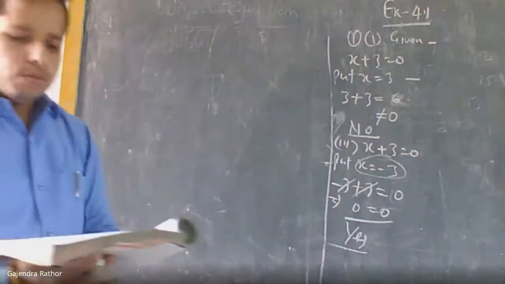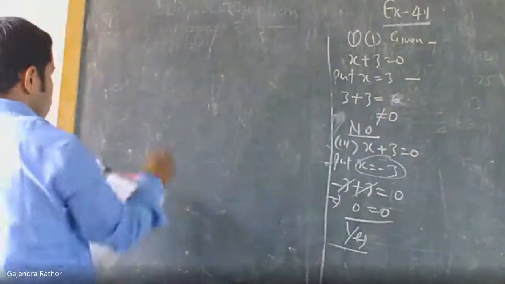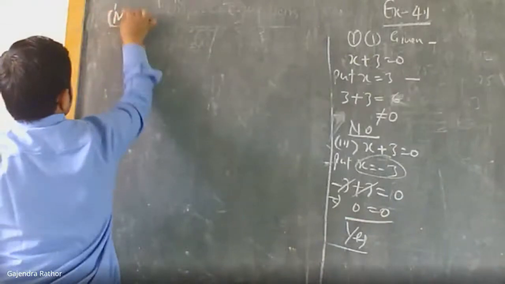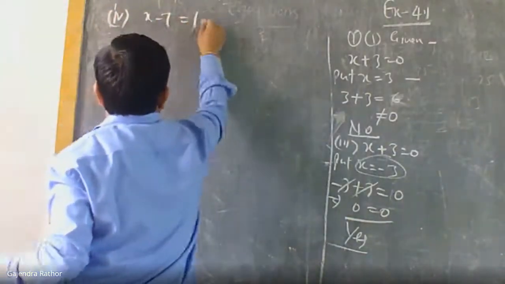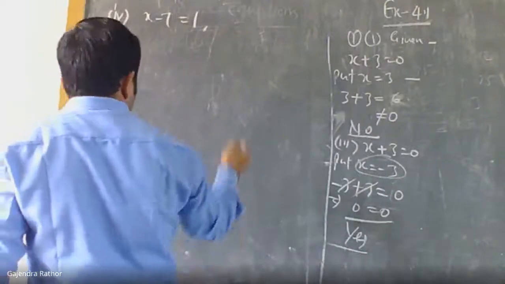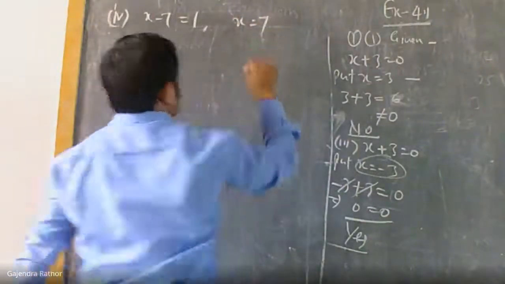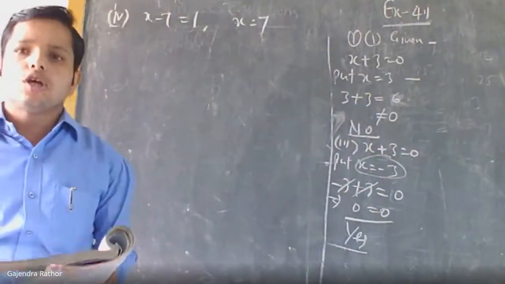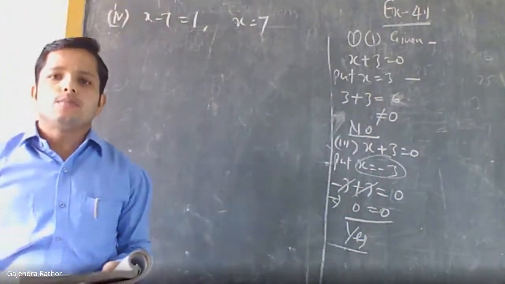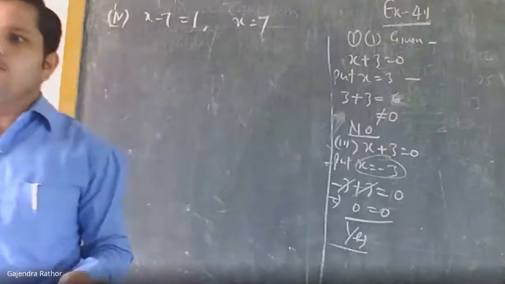So let's continue. Next, point number 4. The equation is x minus 7 is equal to 1 and the value given is x is equal to 7. So all of you check whether x is equal to 7 is the solution of this equation or not, and reply your answer.